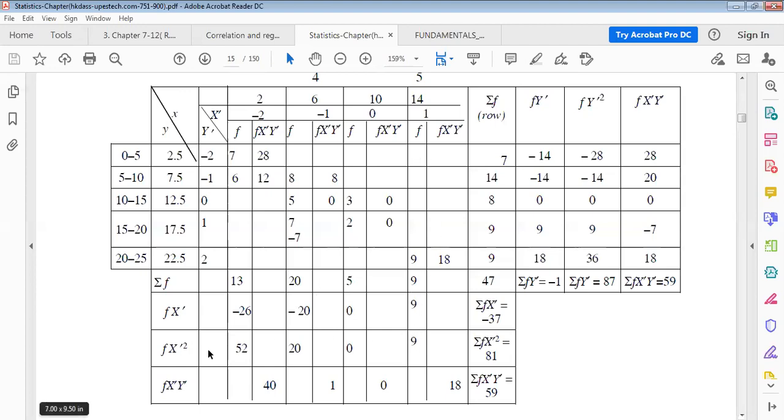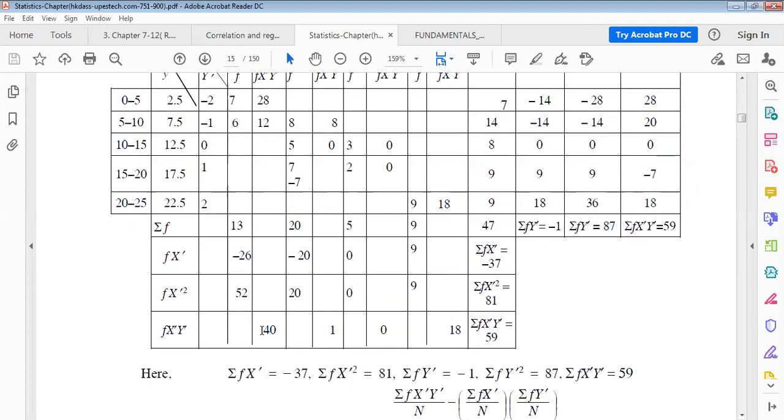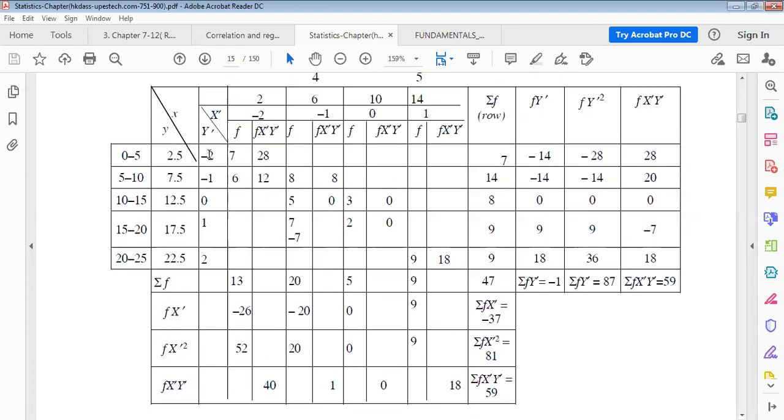So x dash whole square into f. X dash whole square means -2 whole square into 13, 52. Then x dash whole square, -1 whole square multiplied by 20, we get plus 20. So this will be 0, and -1 whole square multiplied by 9 will be only 9. Similarly, f x dash y dash means this is the x dash, and this is the y dash, individually multiplied with the frequency, 2 to 4, this gives the total f x dash y dash.